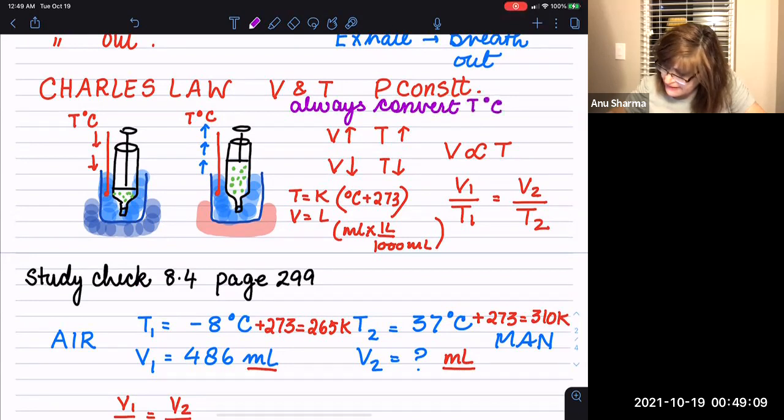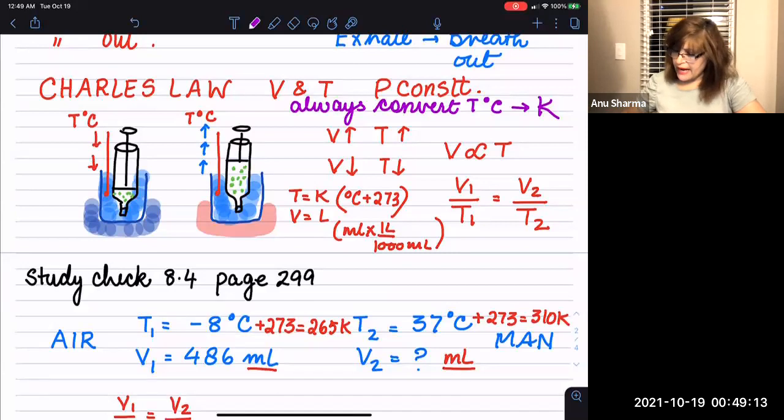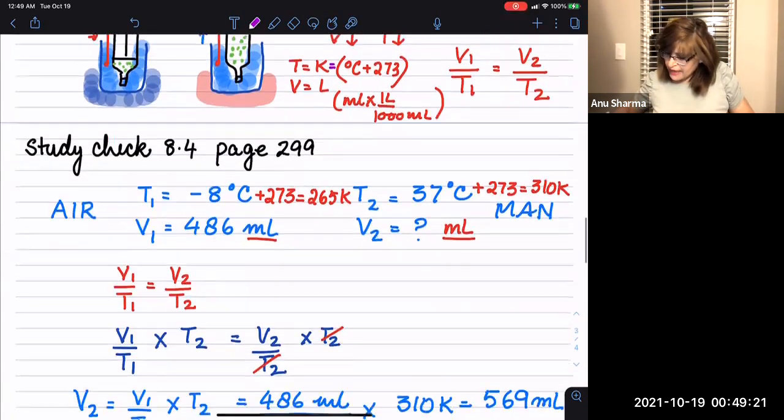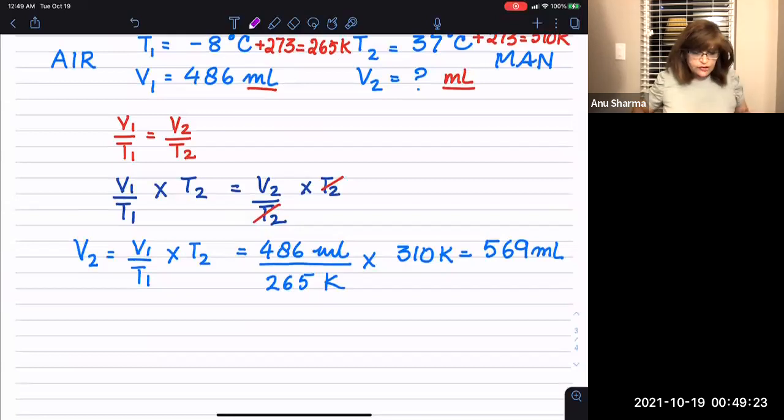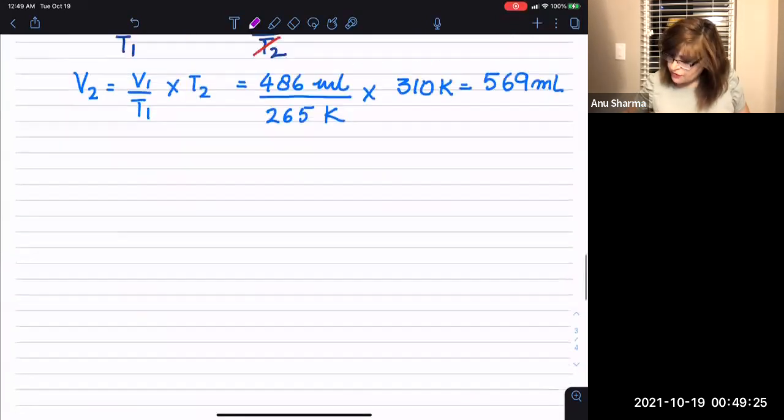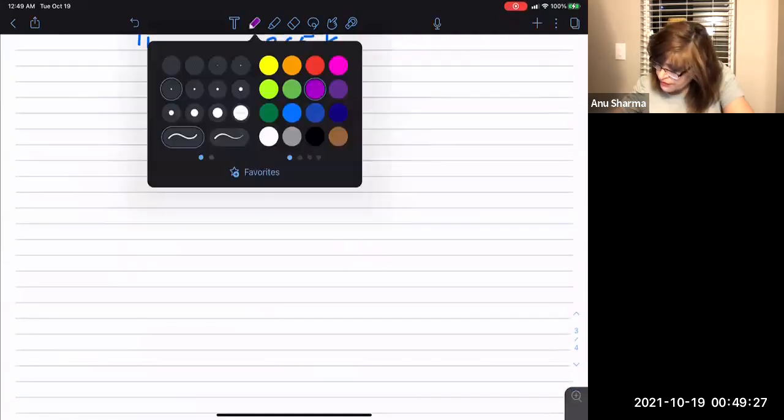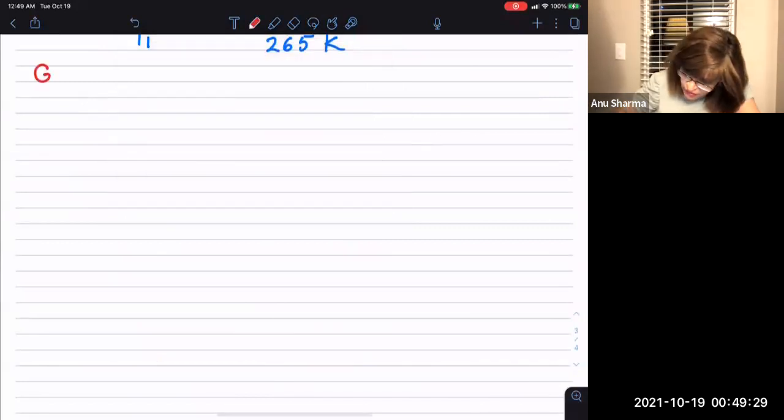temperature T degrees Celsius to Kelvin, by adding 273. So this is how you will do it. Okay, now that was the study check problem for Charles law. Let's look at the Gay-Lussac law now.